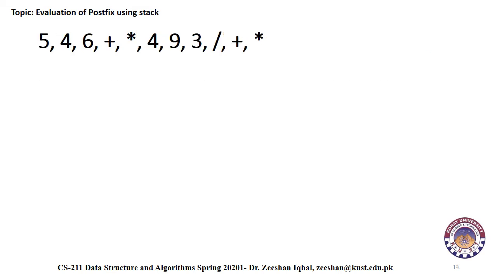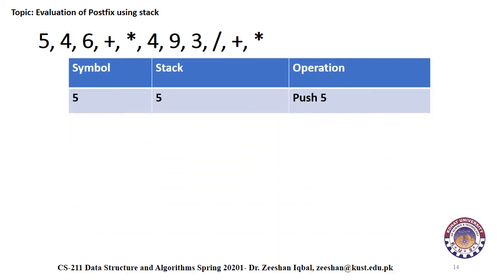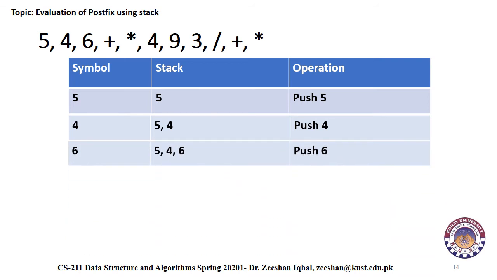Now, considering the algorithm, we have to apply the algorithm to the above expression. Scanning the postfix expression from left to right. Postfix expression only contains operand and operator. By scanning the given expression from left to right, first symbol is 5, which is an operand, so we will push it directly on stack. Next symbol is 4, which is also an operand, so we will also push it directly onto stack. Next, we can see that the symbol is 6, which is an operand, so we will push it directly onto stack again.